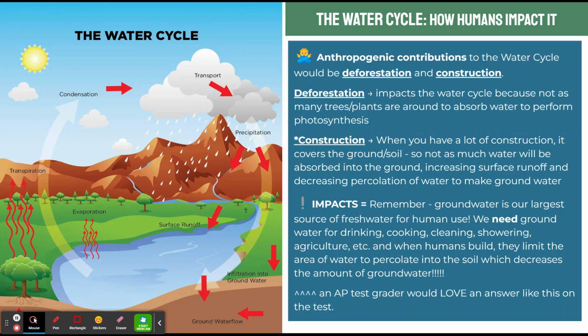So anthropogenic contributors to the water cycle include deforestation and construction. Deforestation impacts the water cycle because there's not as many trees around to absorb the water to perform photosynthesis, and then you have less transpiration, less water being evaporated through the leaves back into the atmosphere. Construction is going to result in increased impervious surfaces, resulting in decreased groundwater recharge.